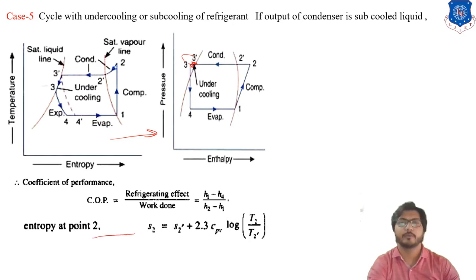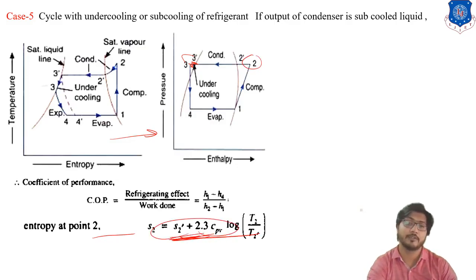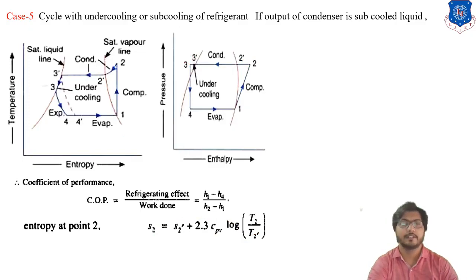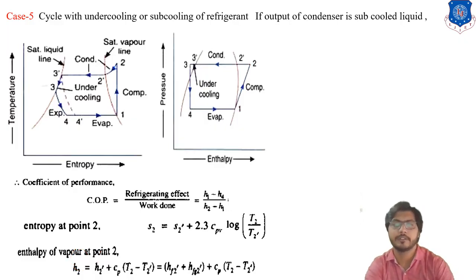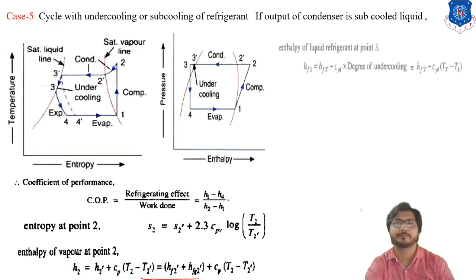Entropy at point 2. Point 2 is what? Here it lies outside the dome. That's why we use the log formula for this entropy. Just always remember this formula if point 2 lies outside the dome. And enthalpy at point 2, H2 dash is nothing but Hg, because point 1 is on the dome, that's why this value is already given. So H2 lies outside the dome, so we use the formula for H2.